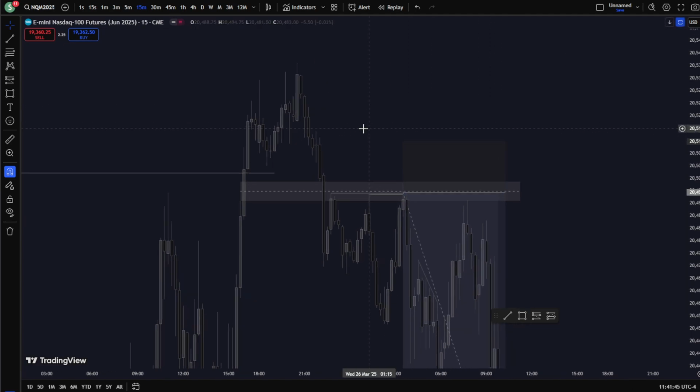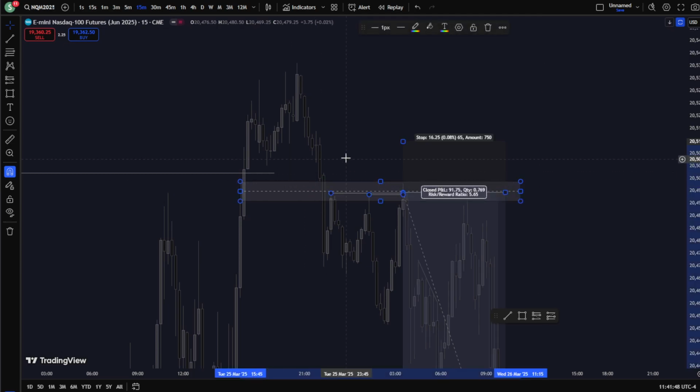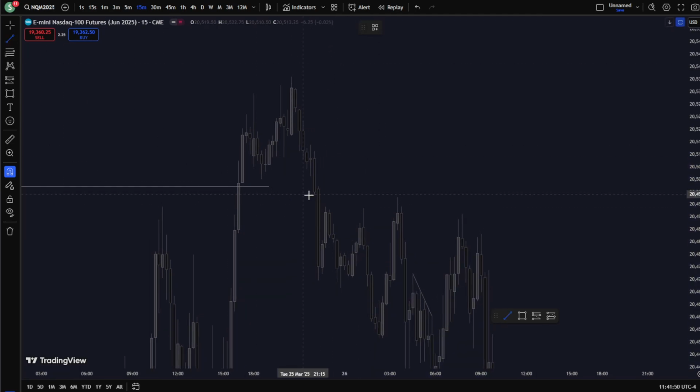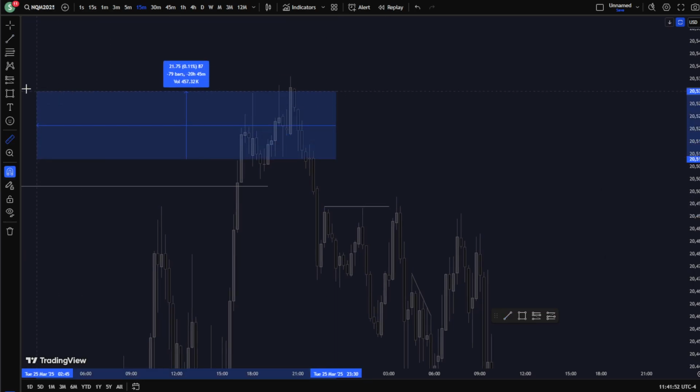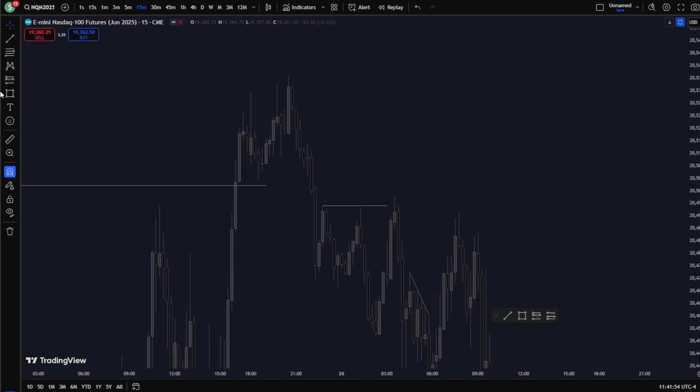So look for more of that, and look at the highs in the failure gap. Look at your liquidity around the failure gap, so you can play around it basically. You know what I mean?